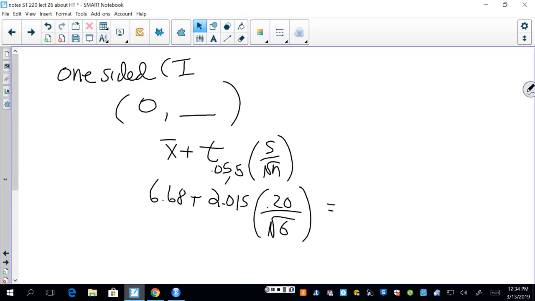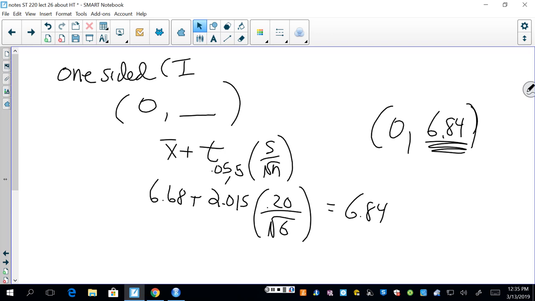So this is 6.84. If our interval is one-sided, it goes up to 6.84. Our average x bar was 6.68. But based on the sampling distribution, we don't think the average is really going to be above 6.84. It's clearly less than 7. So based on this interval, 7 is not reasonable.